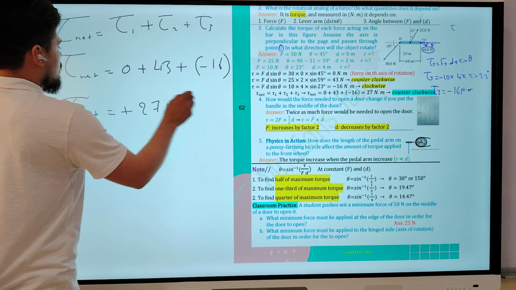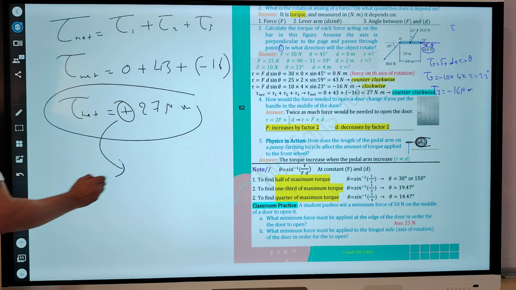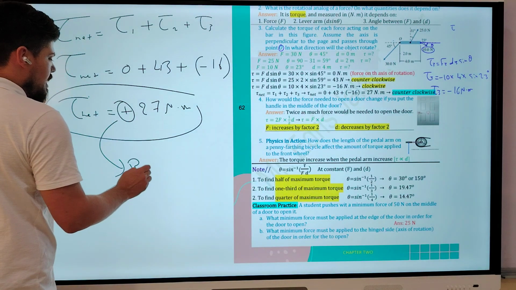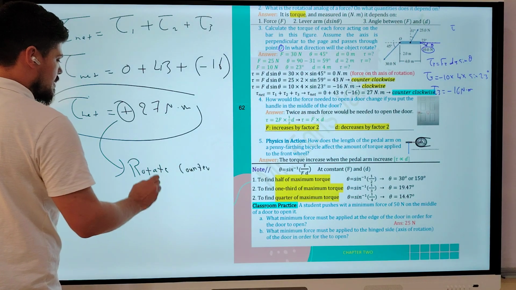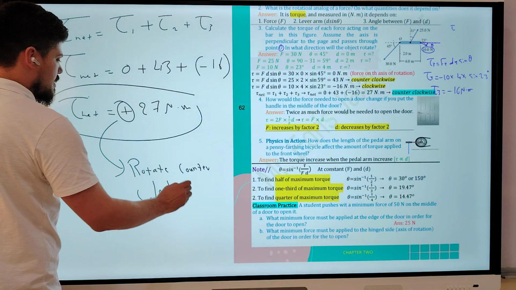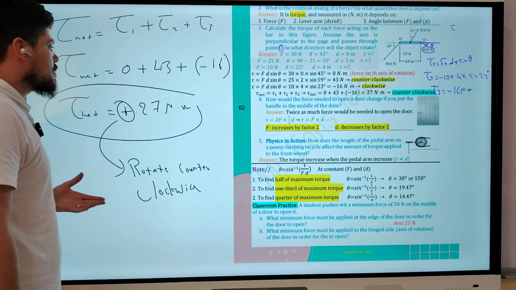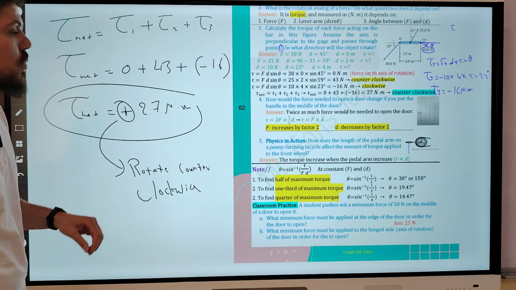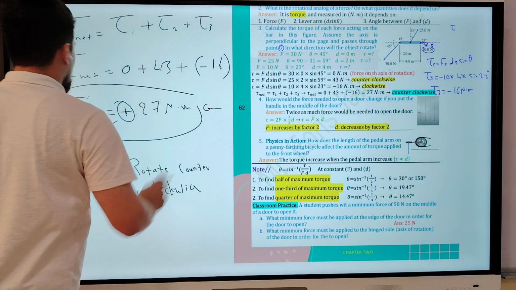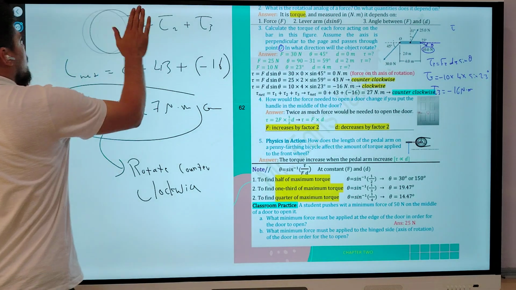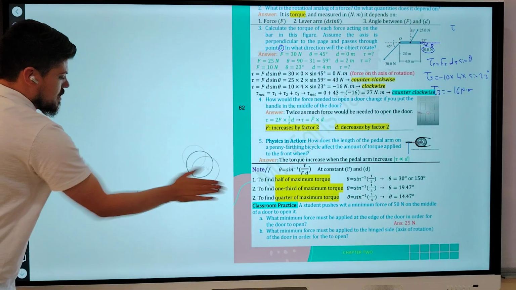27 Newton meter. What does this sign indicate for the net torque? A negative sign indicates that the beam rotates counterclockwise. Okay? If you write down the positive sign, you are not required to write down counterclockwise. But if you don't write the positive sign, you have to write what? Counter or anti-clockwise direction. Okay? It was a very good question, guys.